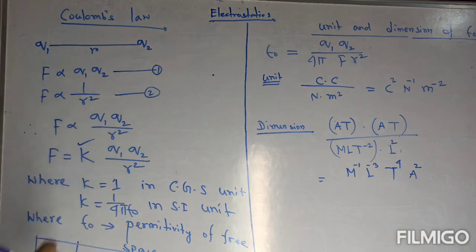The value of K is 1 in CGS unit, and the value of K equals 1 by 4 pi epsilon naught in SI unit. So if I put the value in SI unit, then the formula will be F equals 1 by 4 pi epsilon naught Q1 Q2 by r square. Now the question is, what is epsilon naught? Epsilon naught is the permittivity of free space. Okay, this epsilon naught is called permittivity of free space. Got it?